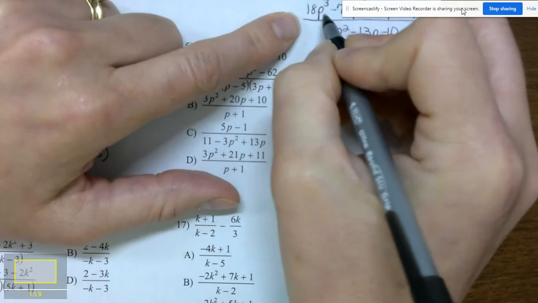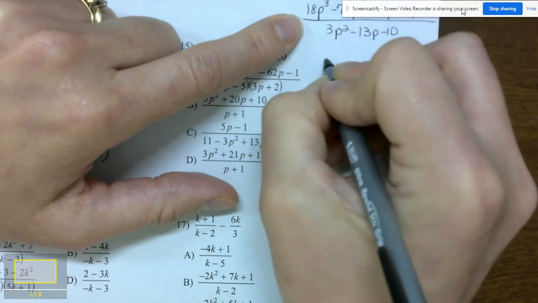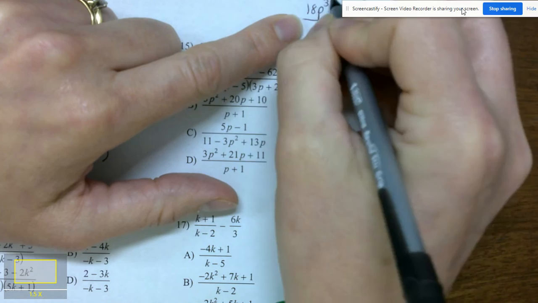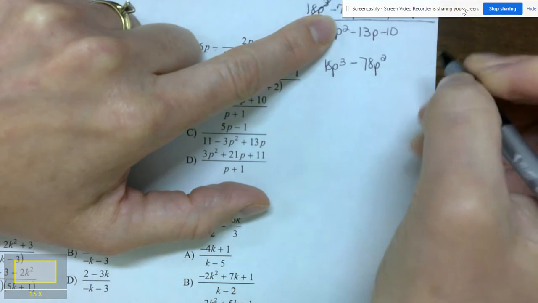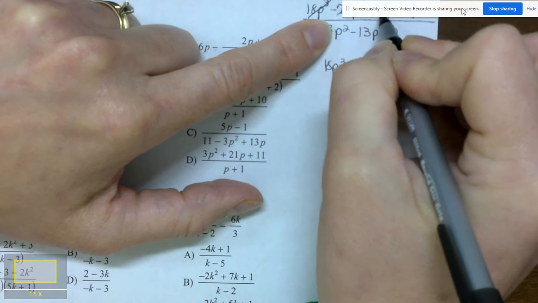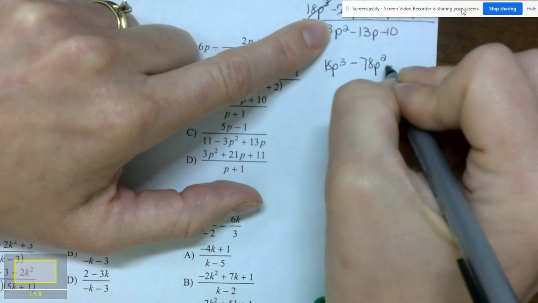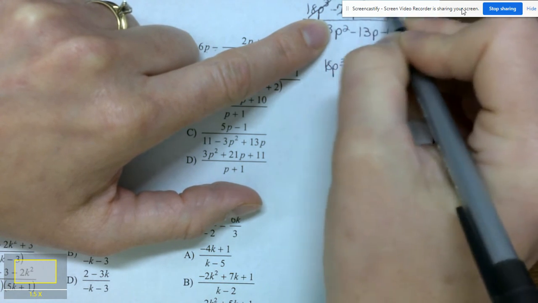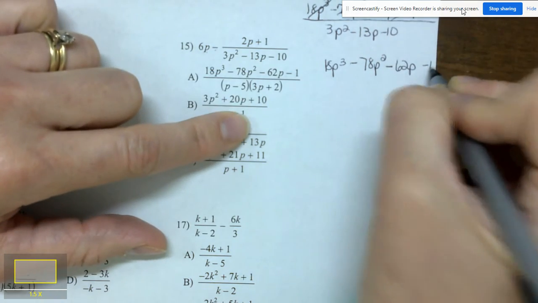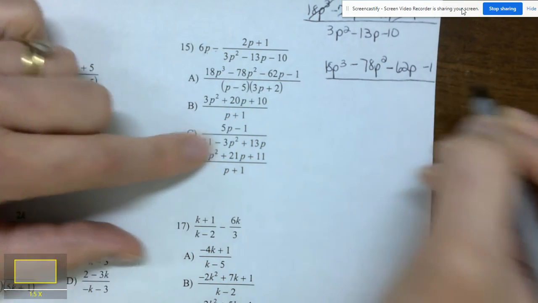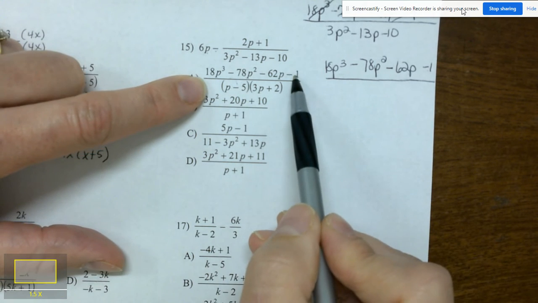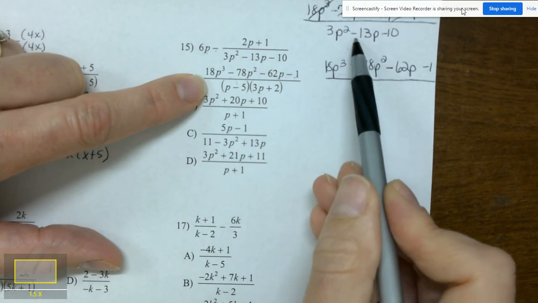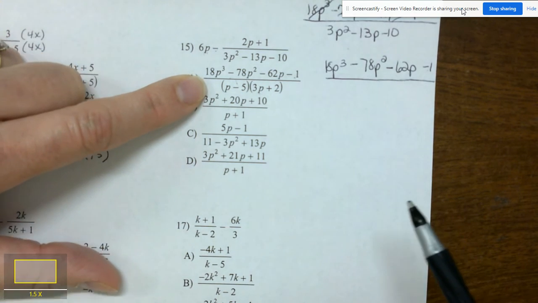All right, on top, we only have 1p cubed, so we're going to keep that. We only have 1p squared, we're going to keep that. But we can put together minus 60p minus 2p. That would be a negative 62p. And then we've got that minus 1. Okay, now, I see this choice right here. But the bottom looks different. So I'm going to have to factor this, okay?